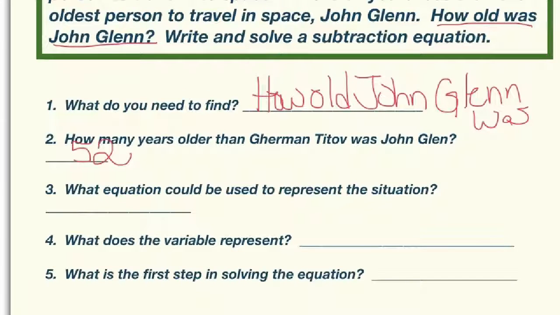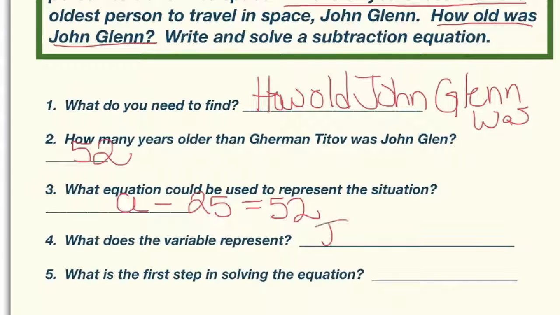What equation could be used to write this situation? Well, if we were to have some sort of a bar diagram, we would have our total, which would be the age, and we would write something like John Glenn's age, or A, minus 25, which was German Titov's age, equals 52. Because they tell us that right here: this is 52 years less than the oldest person to travel in space. The variable represents John Glenn's age.